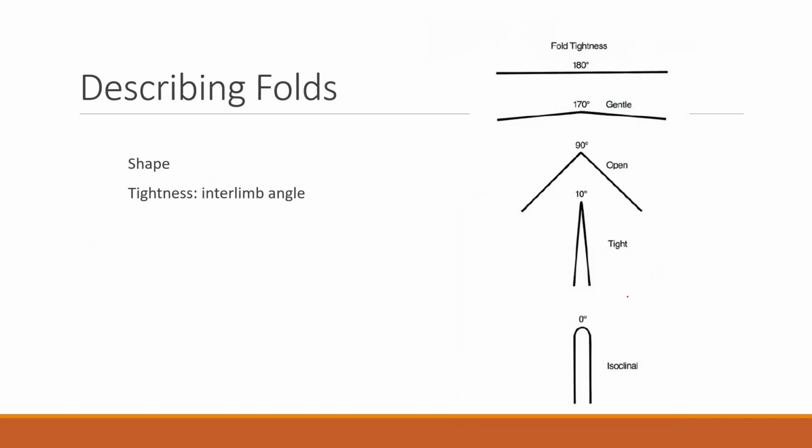We describe folds in different ways. We talk about their shape, which I've talked about a little bit. We also talk about the tightness. This is the angle between the two limbs. If a fold is open, those limbs are far apart. If it's tight, they're close together. So that's what we're seeing here. A gentle fold is going to be extremely open. And if it's 180, it's not a fold. Isoclines are where your two limbs are parallel to each other. We'll make it an isocline.